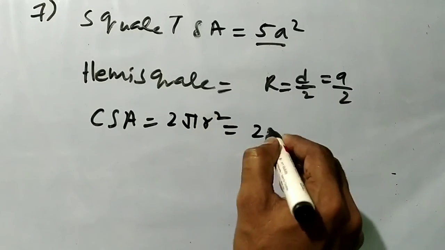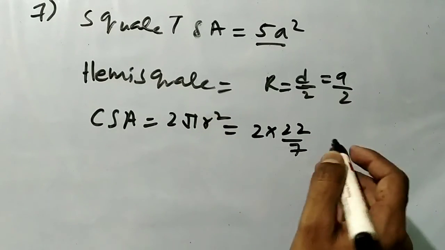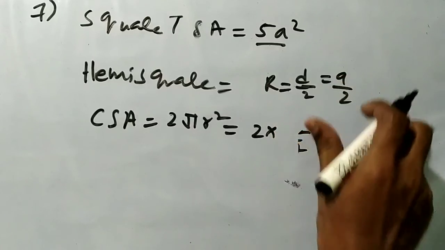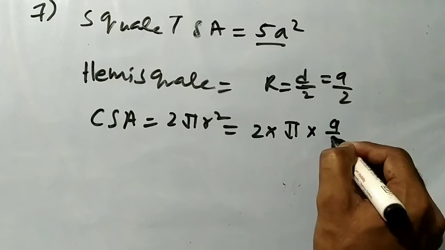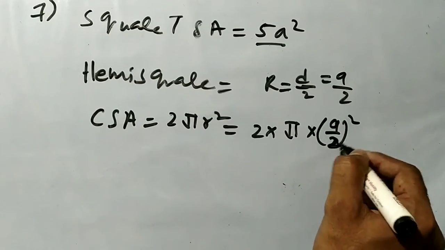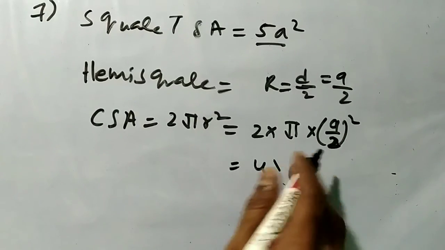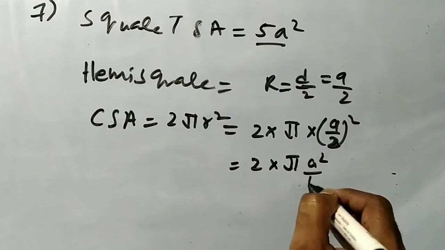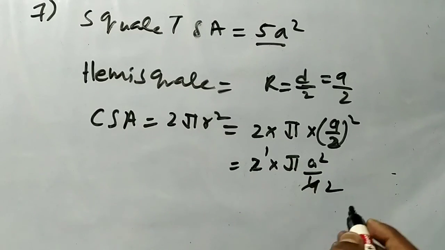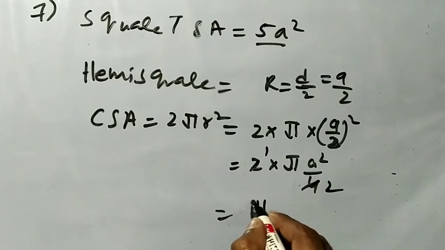So 2 into 22 by 7, or let us consider just pi only. Pi into r square, which is a by 2 whole square, because r is nothing but a by 2. So 2 into a square by 4. 2 ones, 2 twos. Here that is pi a square by 2.